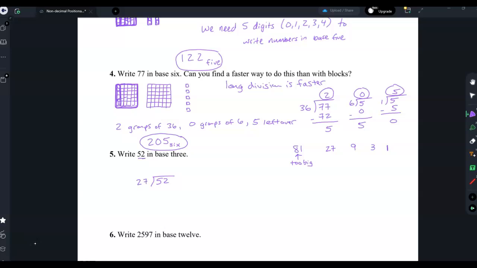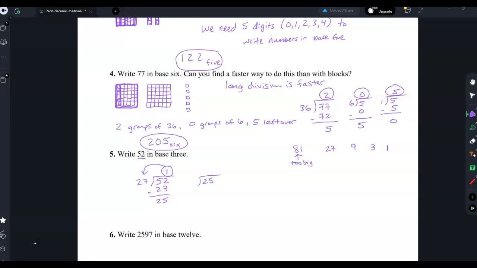I think it only goes in once. It's really close, right? Because 27 times 2, I think is 54. So it's close, but it only goes in once, right? So 1 times 27 is 27. If we subtract that, that leaves us 25 left over. So that means that I can get one group of 27 out of that. And now I have 25 left over.